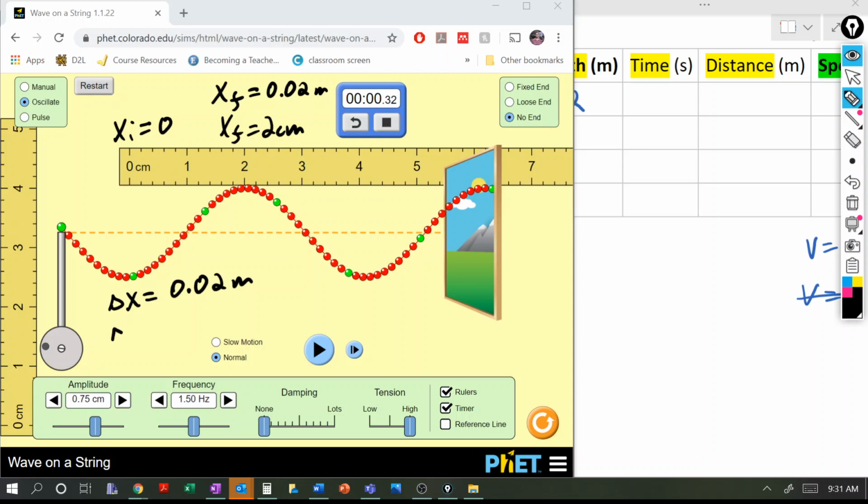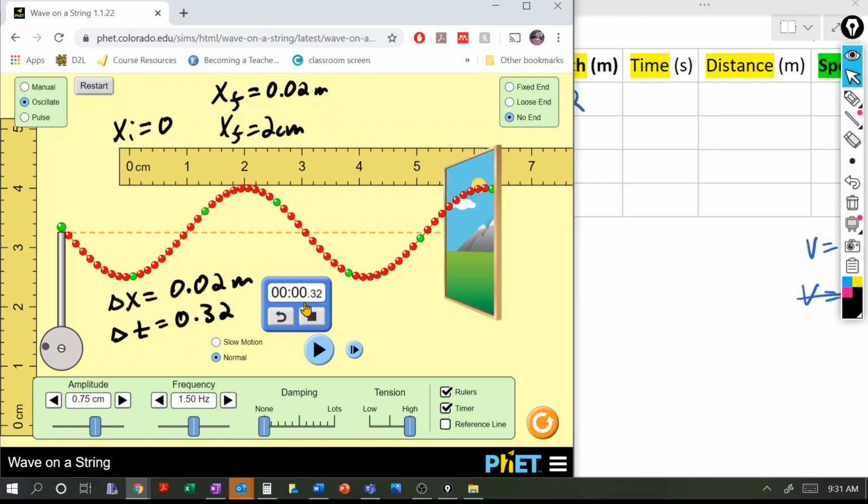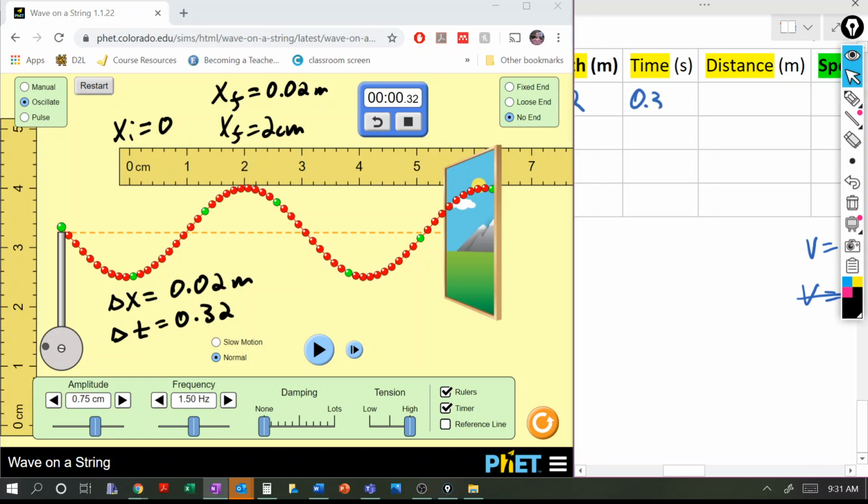And the time it took to go that far is 0.32 seconds, which I got from my timer right here, 0.32 seconds. So let's write those values down. 0.32 and the distance was 0.02, and now we can calculate that speed. The speed is going to be distance over time, which is going to be 0.02 meters over 0.32 seconds.